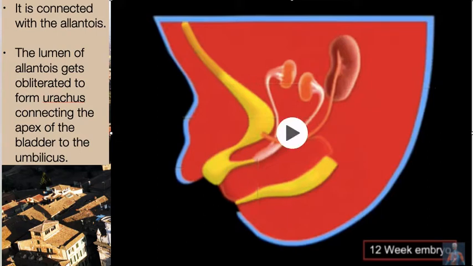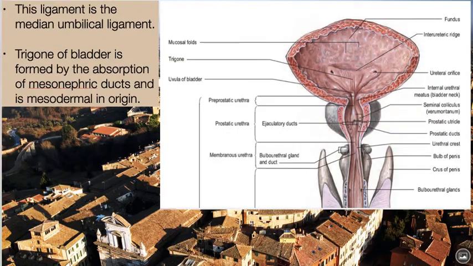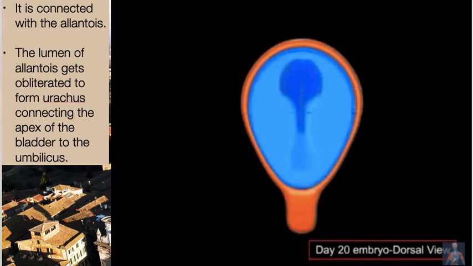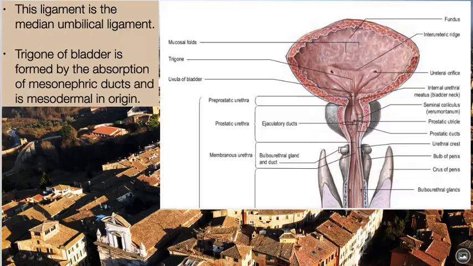So hopefully you've understood a bit about the development of the urinary bladder. Like I said before, the lumen of the allantois gets obliterated to form the urachus, connecting the apex of the bladder to the umbilicus. Now, this ligament is called the median umbilical ligament.